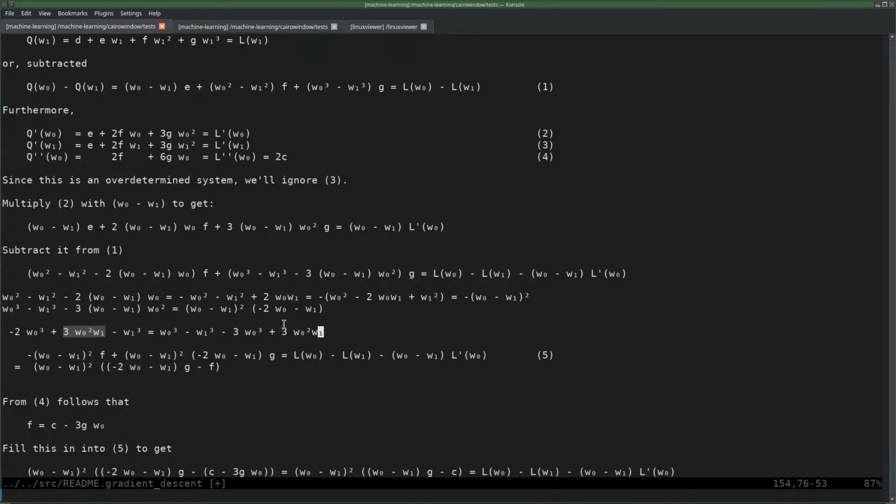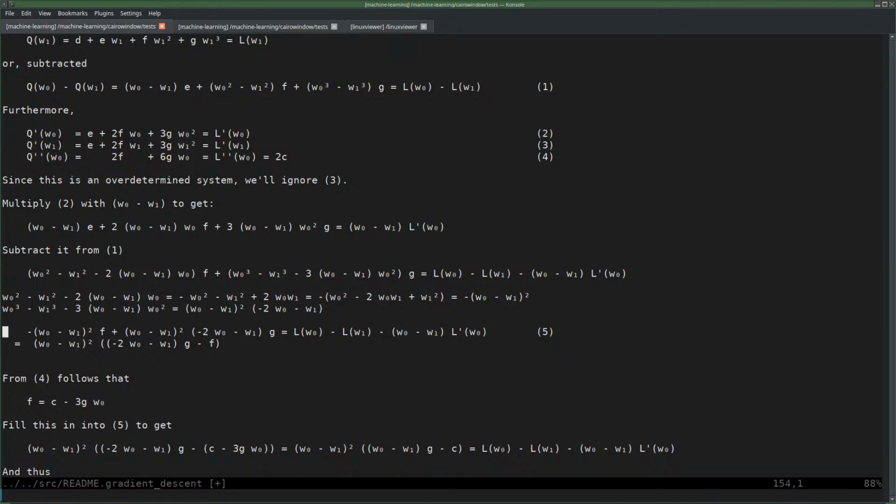And then we can get out a minus 3 and a W0 squared. Removing the minus 3 means that this becomes a minus. Removing the W0 squared means you get that. And now we have exactly the same as this. Therefore, that was correct. This is correct.